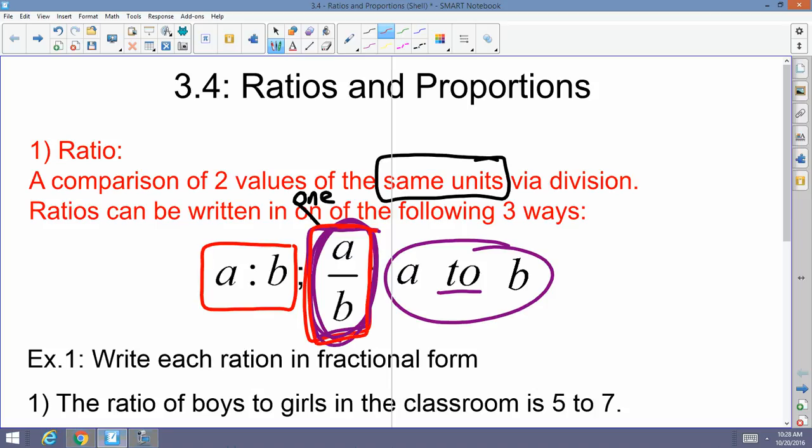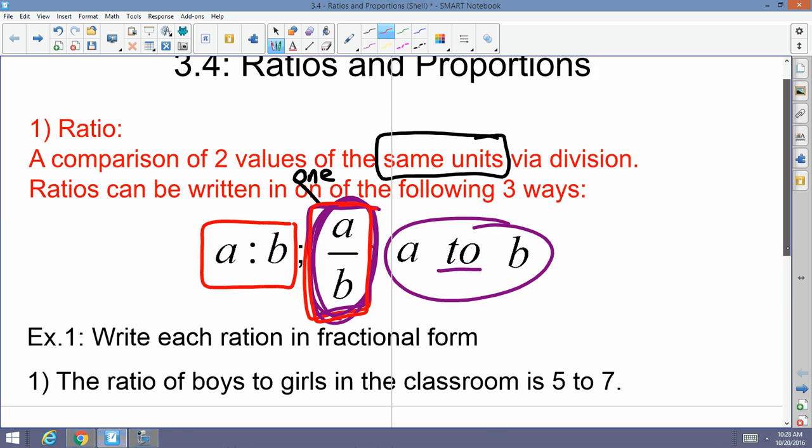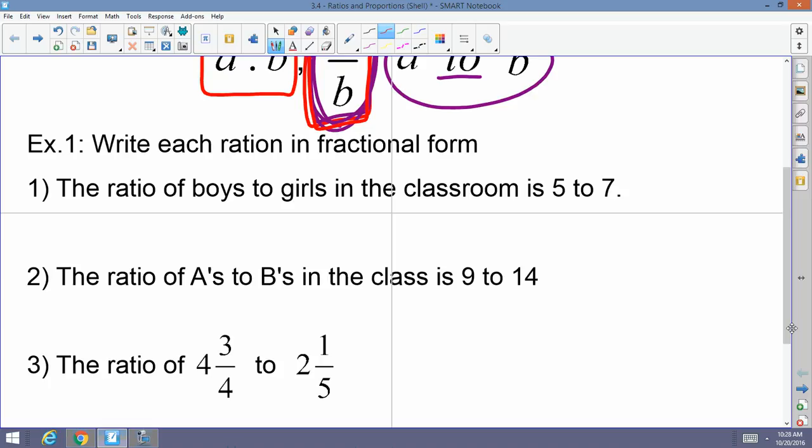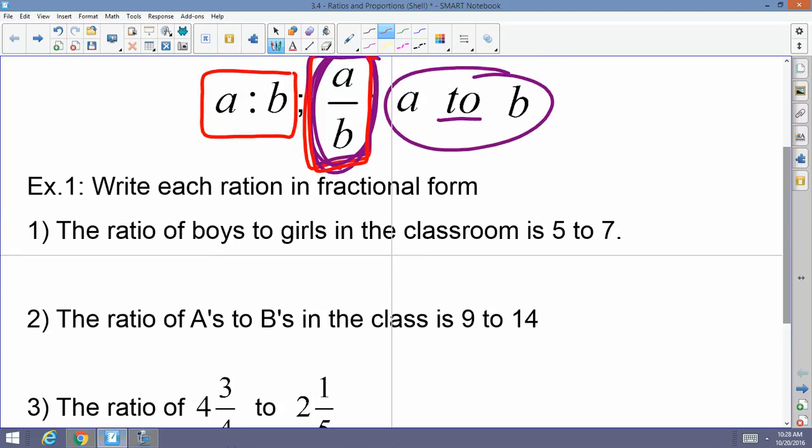So that's what a ratio is. That's how you can write a ratio. Let's write some ratios. Write each ratio in fractional form. Sometimes I've seen in the SAT, they'll tell you write in three different forms. You know the three different forms are right there. But for the most part, it's going to be a fractional form.